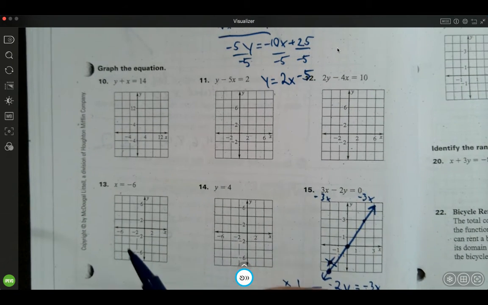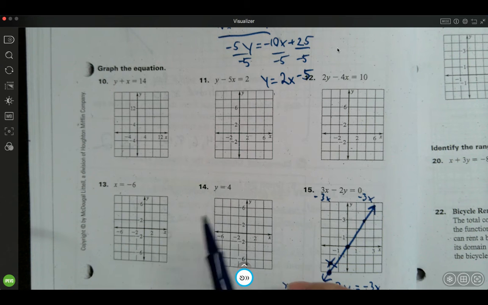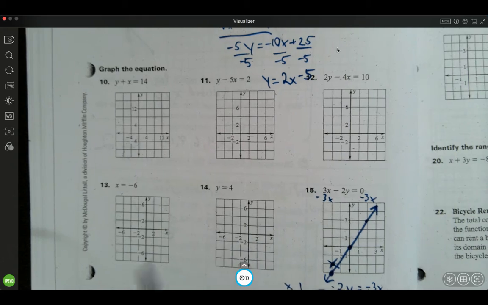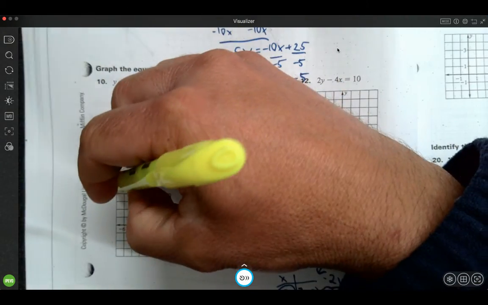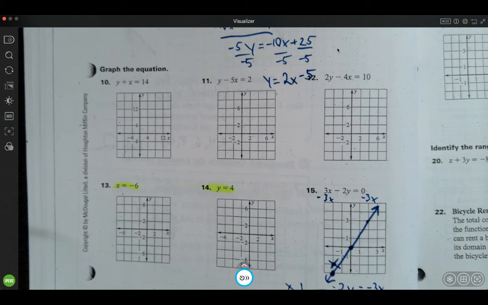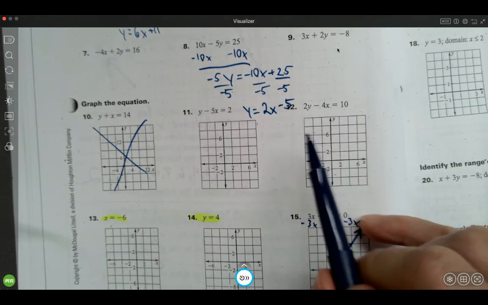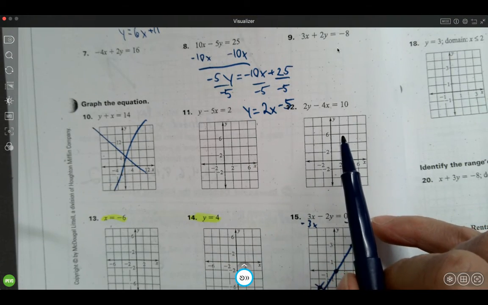My hint for you on number 13 and 14: don't overthink it. One of these is a vertical or horizontal line, and the other one is also a vertical or horizontal line. So you have x equals negative 6 and y equals 4. And then the other 2 that you're doing, so you're not doing 10, these 2 you do need to solve for y. So these are more difficult, okay?